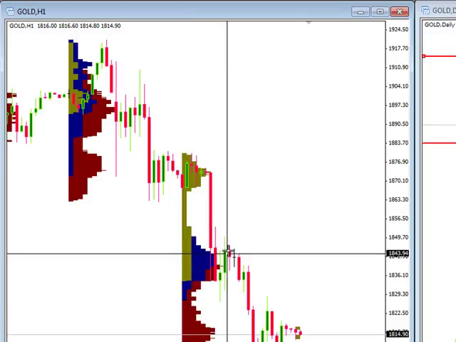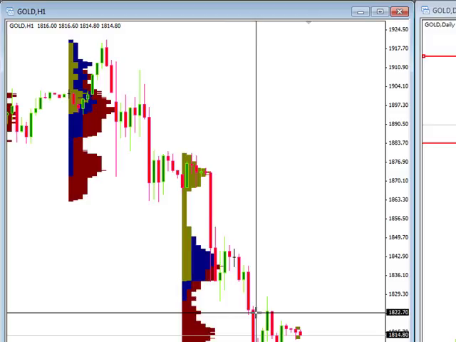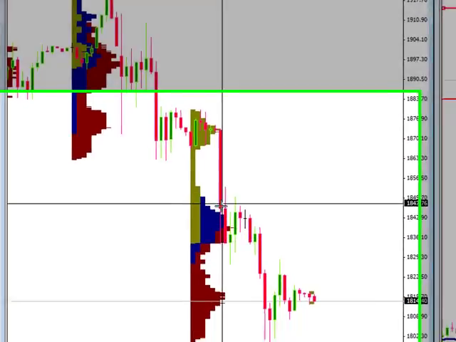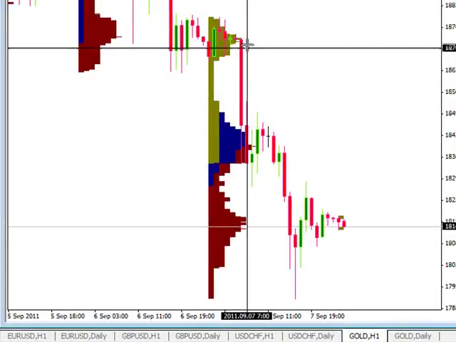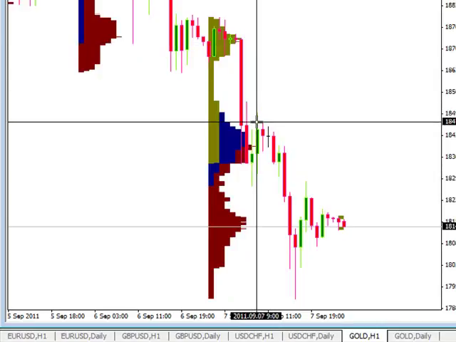really 1850. This little area that we're in right now, 1820, will run us into this volume accumulation of 1850. But you can see if we get above 1850, we do have one big candle that will run us up into around 1875. So that's what I'm going to be watching for the bulls.